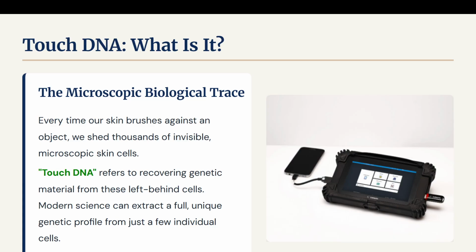What makes this technique a game changer is its hypersensitivity. Modern laboratories don't need a massive bodily fluid sample anymore. They can extract a full, courtroom-ready genetic profile from just a tiny cluster of left-behind cells.